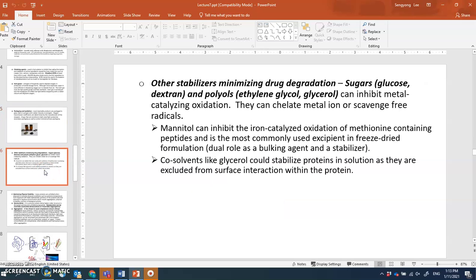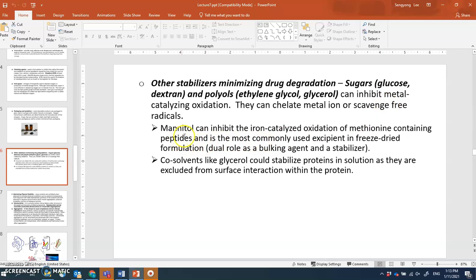Makes sense. And then other stabilizers minimizing drug degradation: sugar, glucose, dextran, or polyols, ethylene glycol, or glycerols. Those can inhibit metal catalyzing oxidation. Okay. So they can chelate metal ions or scavenge free radicals. So you can add those.